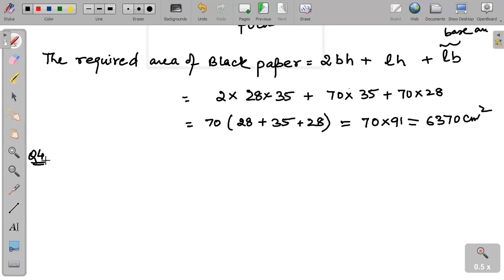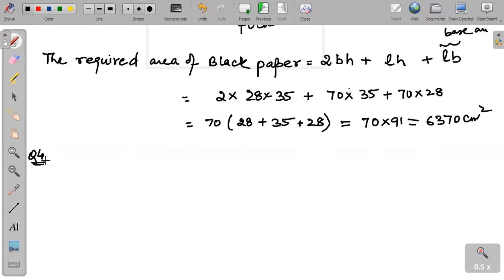The internal dimension of a rectangular hall is 15 meter, 12 meter and 4 meter. There are 4 windows, each of dimension 2 into 1.5 and 2 doors, each of dimension 1.5 into 2.5 meter. Find the cost of whitewashing all 4 walls of the hall. If the cost of whitewashing is rupees 5 per meter square, what will be the cost of whitewashing if the ceiling of the hall is also whitewashed?